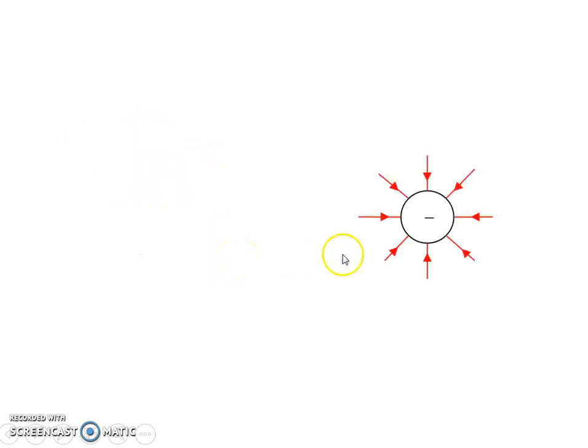Okay, what about a negative charge? If I place positive charges near a negative charge, what happens? It will get attracted, right? So that's why, for a negative charge, the electric field lines will go into it. In short, to draw electric field lines, they go out of a positive charge and go into a negative charge.